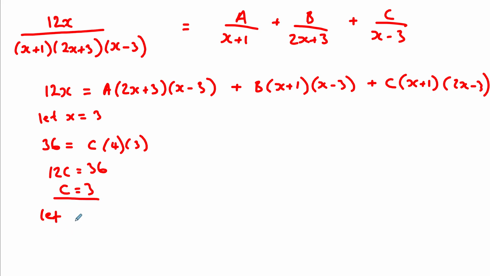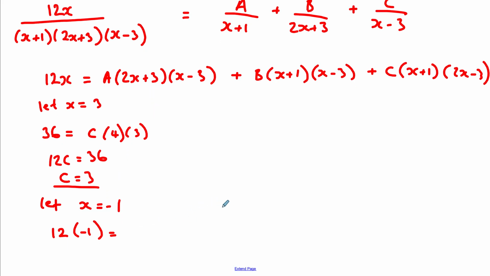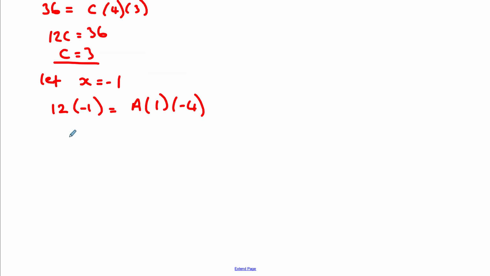Let's let x equal minus 1 next. This time b and c are going to go, and it's going to let me work out a. So that's a times minus 2 add 3 is 1. And minus 1 minus 3 more is minus 4. So we've got minus 4a is equal to minus 12. So a is 3. We like 3 on these examples, don't we? Let's see what b is. Is b 3 as well?